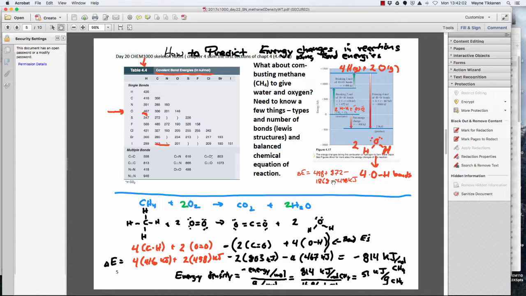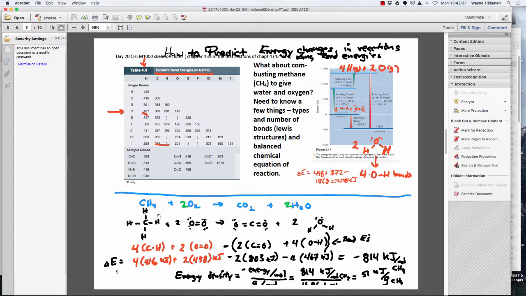Let's take a look at some different molecules. Let's look at combusting methane to give water and carbon dioxide, not oxygen. This should be CO2. My bad here. So it's going to be methane plus oxygen gives us CO2 plus water. That's the blue. We have to balance the equation, so we put the 2 coefficients in green, and that gives us 2 oxygens, 2 CO2, and 2 waters. So now we're balanced.